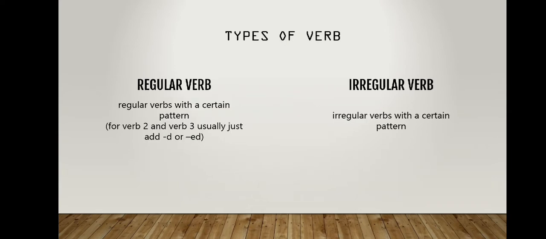And then types of verb. There are regular verbs and irregular verbs. A regular verb follows a certain pattern. For verb 2 and verb 3, usually you just add t or ed. And an irregular verb does not follow a certain pattern. After this, you can see the examples of regular verbs and irregular verbs.